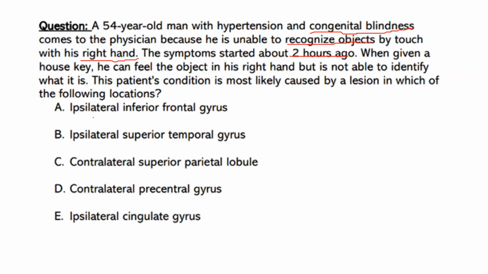So, the frontal gyrus and the temporal gyrus are both pretty unlikely, since in this case we're talking about being able to recognize objects via touch, okay, which is going to be handled by the parietal lobe, right? The precentral gyrus is also motor, so that's unlikely. And the only one out of these which is going to be handling sensory recognition is the parietal lobe, right? Which is why the answer is going to be contralateral superior parietal lobe.